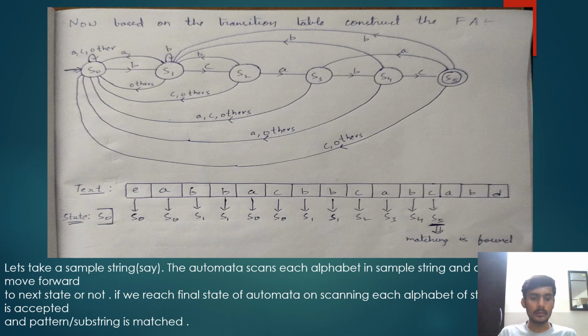Now let's take a sample string for the finite automata, scan each alphabet in the sample string and move forward to the next states. If we reach the final state of the automata on scanning each alphabet of the string, the string is accepted and the pattern is matched.